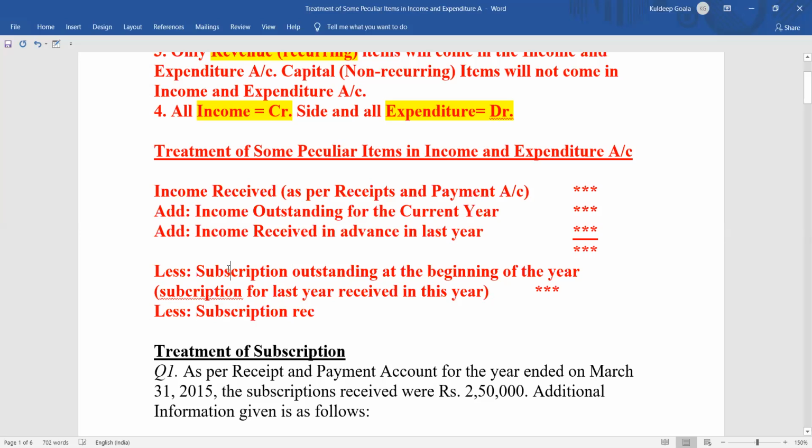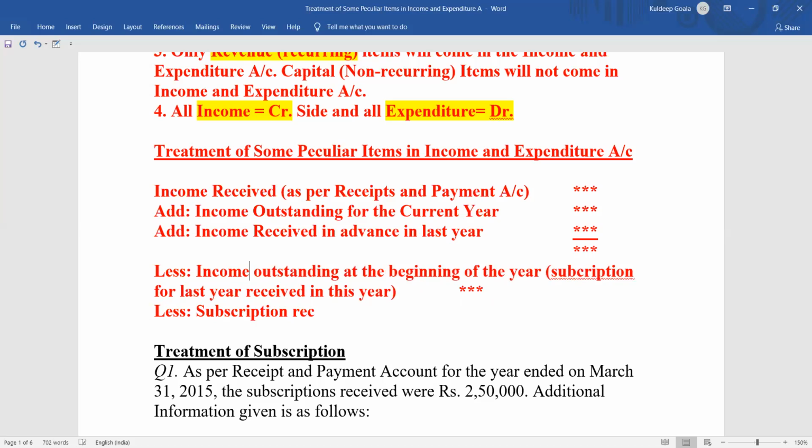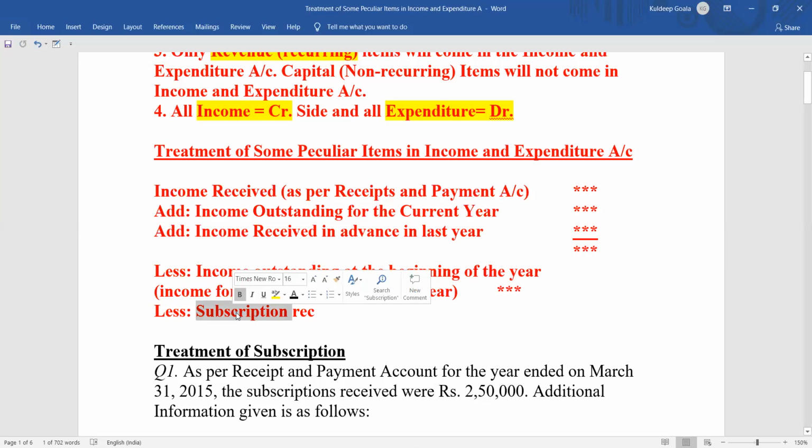I'm taking subscription, but it will be better if you take any income. Income will be far better than subscription, as it will give a clear picture. Otherwise students might get confused about what is subscription, what is income, and what the treatment is with other income. So I'm keeping it income. Income refers to all the things. All the items of income, as well as expenditure, this will be applicable. As we go, I'll explain to you. In case of subscription you can apply it, and in case of any outstanding item like salaries and other expenditure also, you can apply it. I'll show you how it will be applicable there.